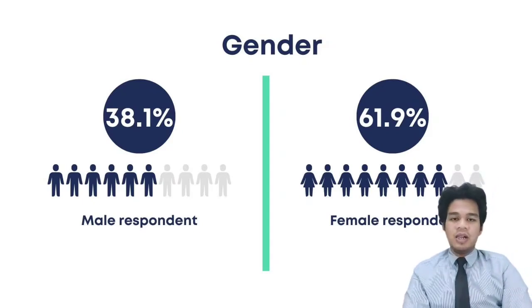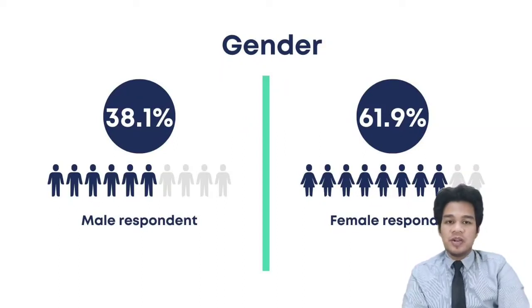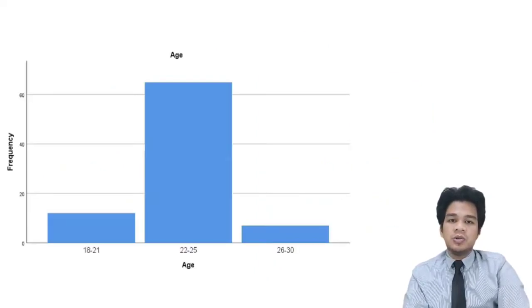From the table, the gender female shows the majority number of respondents, which is 61.9% or 52 respondents. The male respondents show the least with 32 respondents, and the percentage is 38.1. Next is age. 22-25 contributes 77.4% of the questionnaire, followed by 18-21 with 14.3%, and the age 26-30 contributes the least.